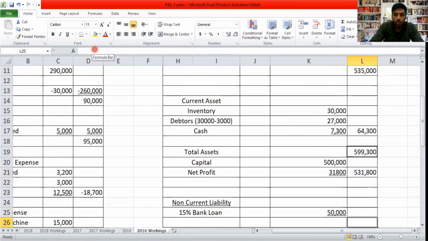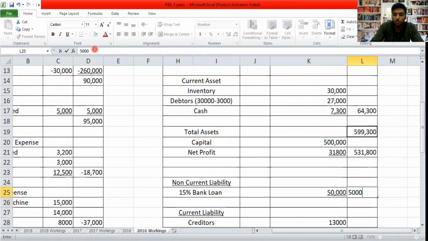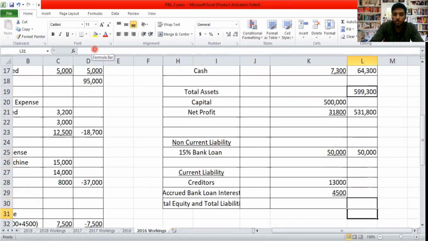31,800 is 5,000 plus 31,800. You have 50,000 to add, bank loan. Then 13,000 plus 4,500, you will get 17,500. So 17,500 you need to add with 31,800 plus 50,000 plus 17,500. It's 599,300. I hope you understood the basics.